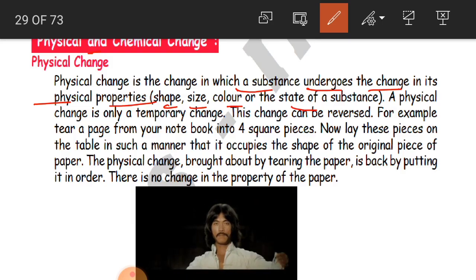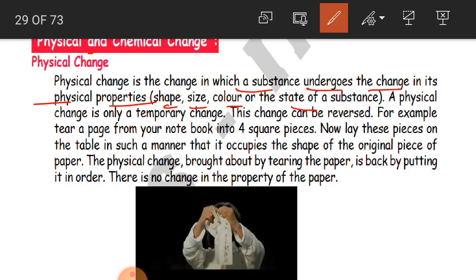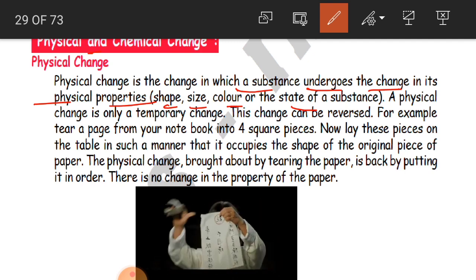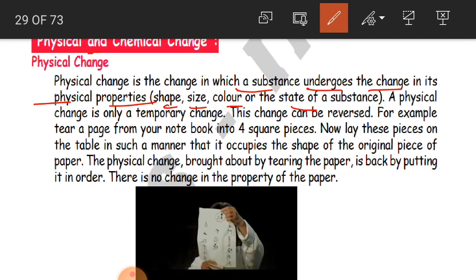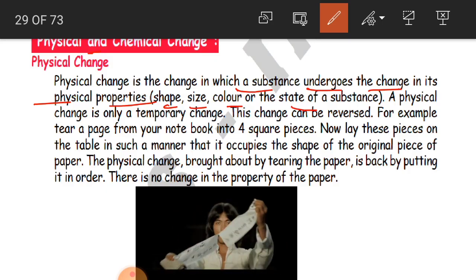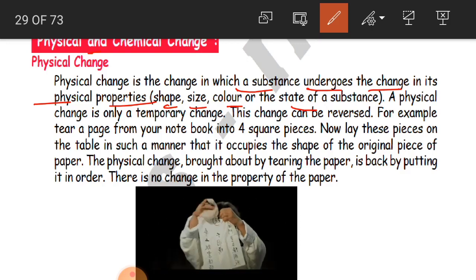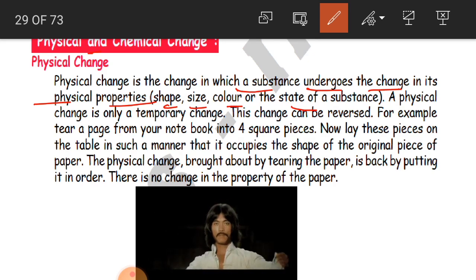State, in the sense, again what children? State means the three different states of matter. If liquid is going to turn into solid, or solid is going to turn into liquid, or liquid is going to turn into gas, all this comes under the state of a substance. Clear? So whatever material, if it is going to change its shape, size, color or state physically, then it is called physical change.